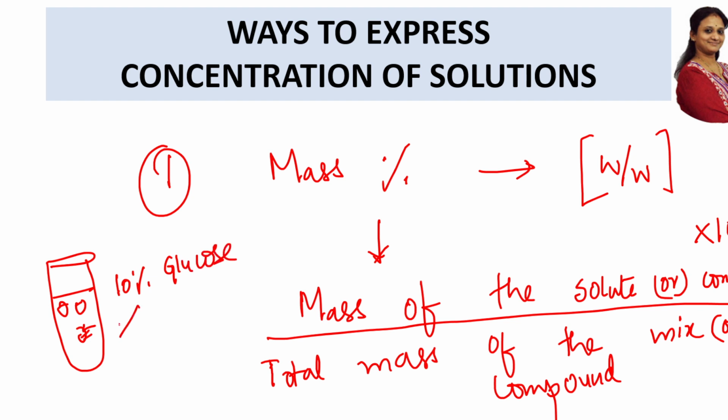CCl4. They give us 20 grams of benzene dissolved in 122 grams of carbon tetrachloride. This is what they have given. What should I find out? I have to find the mass percentage. You know the formula, so let's see what is given to us.